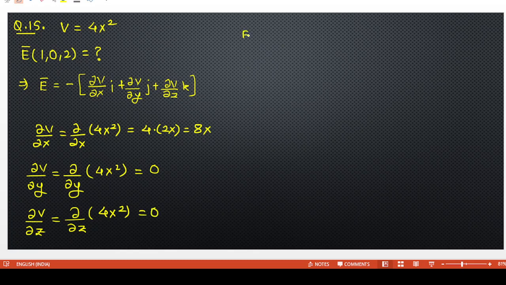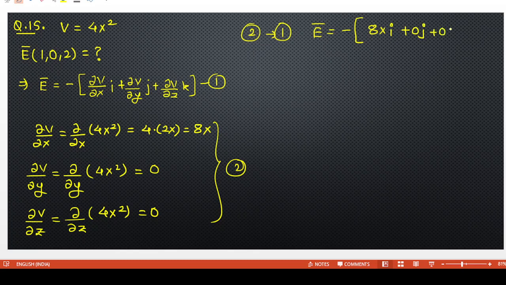So clearly you can see that. You can call this as equation 1 and you can call this set as equation 2. You can use equation 2 in equation 1 to give the final answer. Minus 8x into i plus 0 j plus 0 k. So it is simply minus 8x into i cap. This is the electric field at any general point in the space.